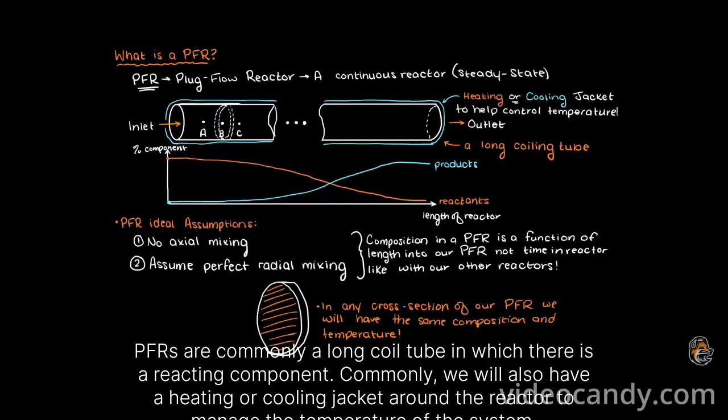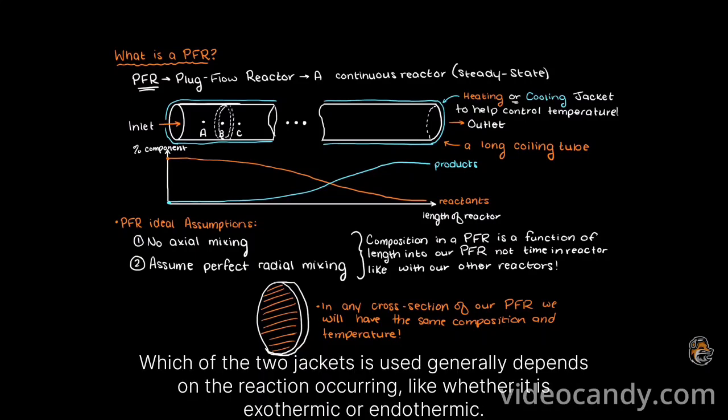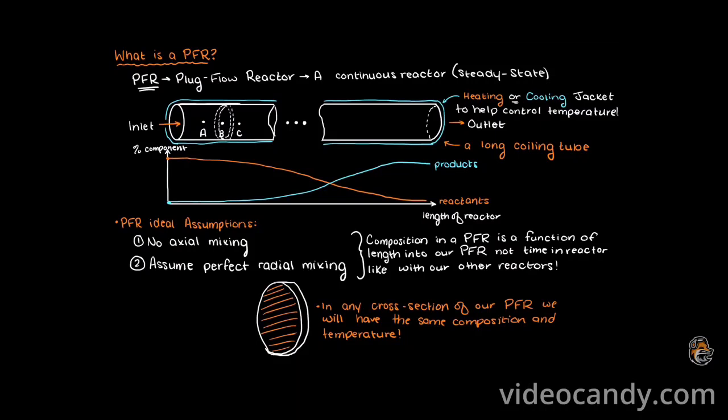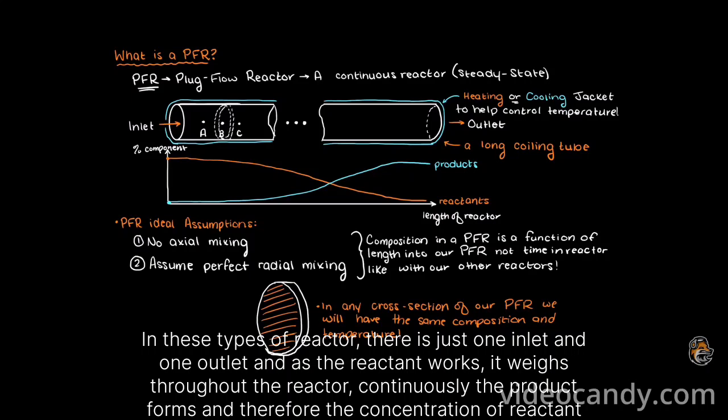PFRs are commonly a long coiled tube in which there is a reacting component. Commonly, we will also have a heating or cooling jacket around the reactor to manage the temperature of the system. Which of the two jackets is used generally depends on the reaction occurring, like whether it is exothermic or endothermic. In this type of reactor, there is just one inlet and one outlet, and as the reactant flows throughout the reactor, continuously the product forms, and therefore the concentration of reactant decreases along the length of the reactor.